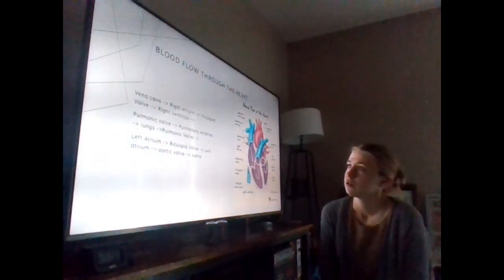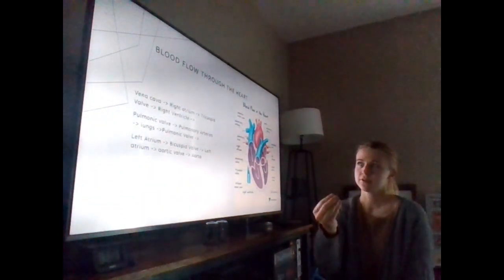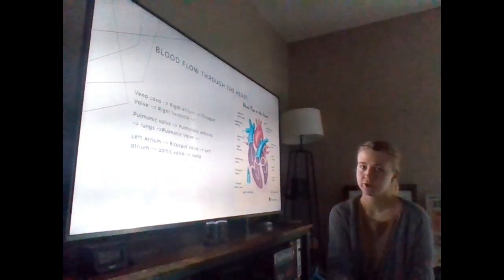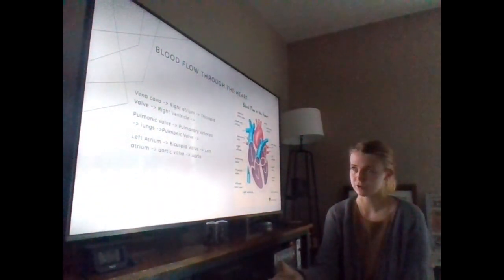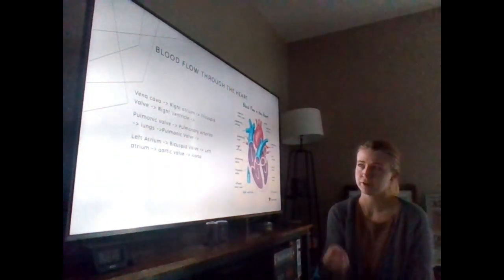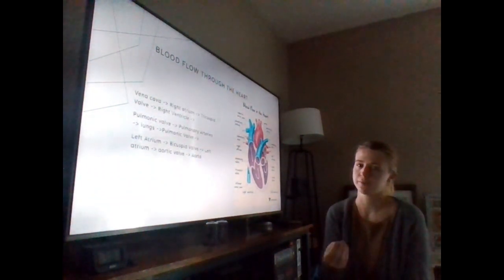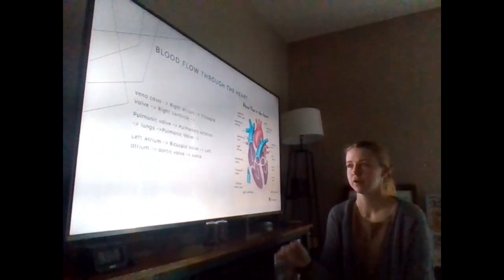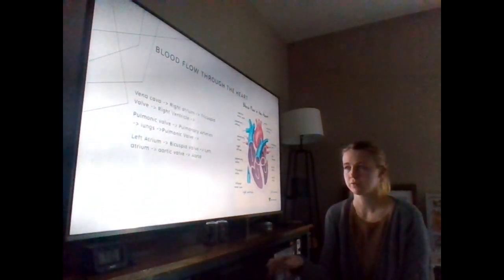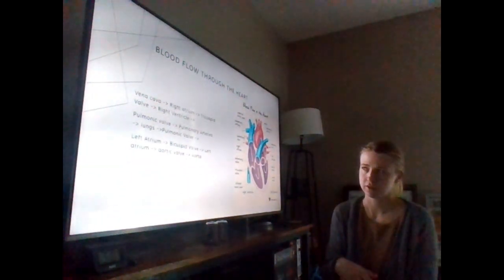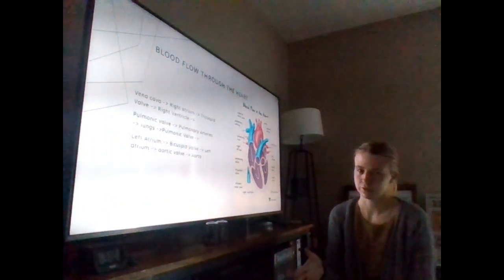So really fast, it goes your vena cavas, right atrium, tricuspid valve, right ventricle, pulmonary artery, lungs, pulmonary vein, left atrium, through the bicuspid valve, into the left ventricle, then to your aortic valve, and through your aorta.